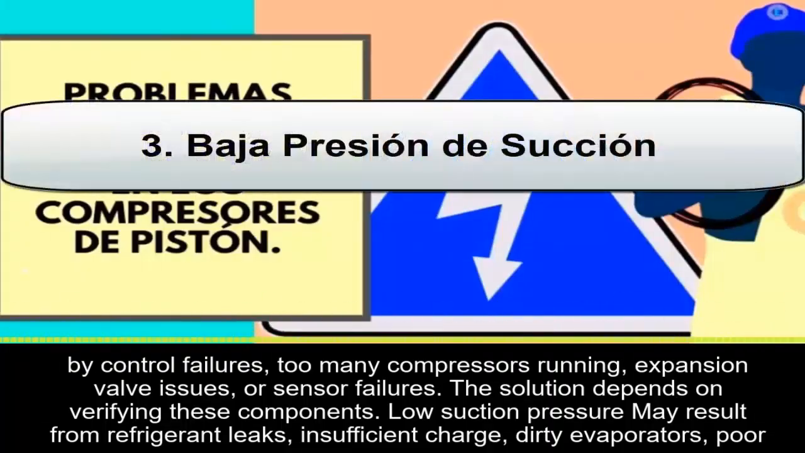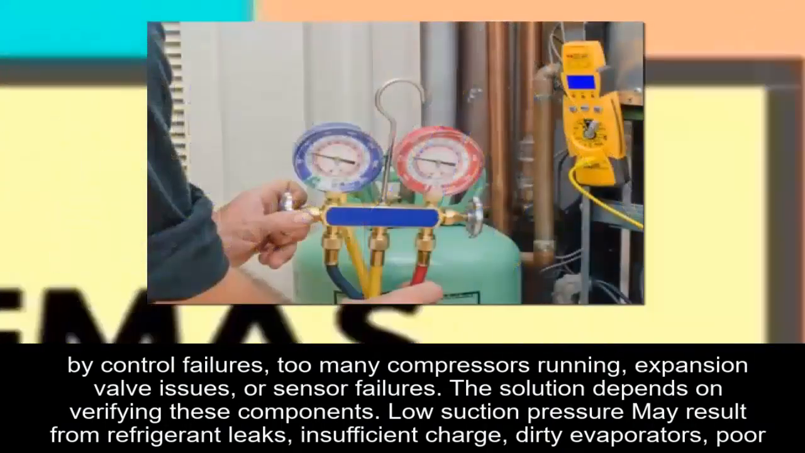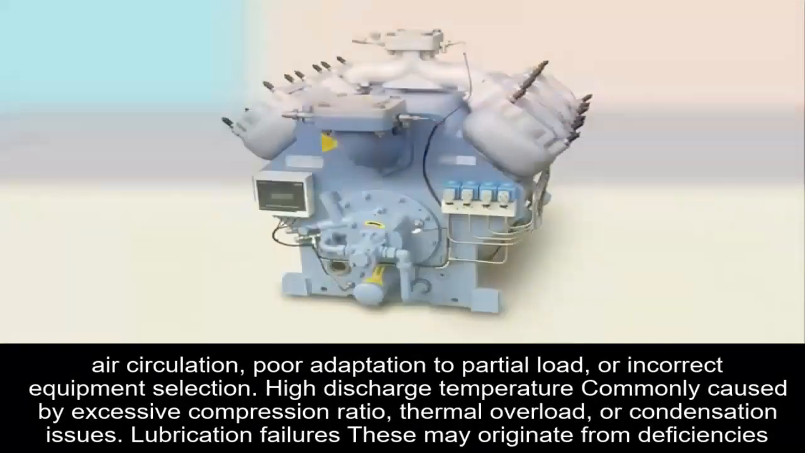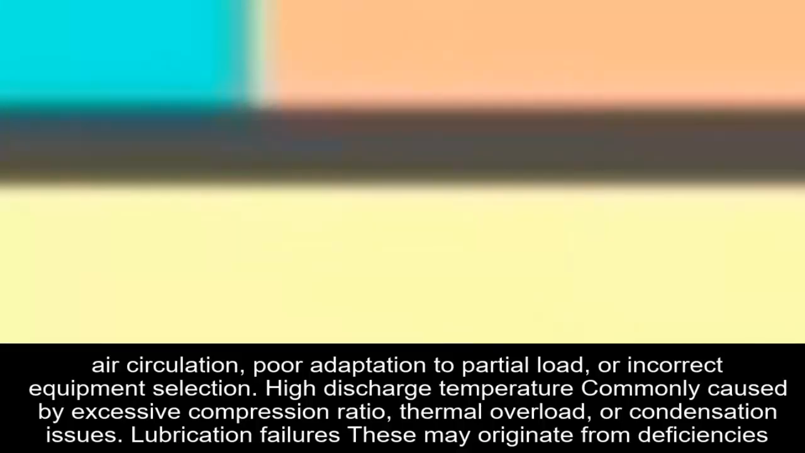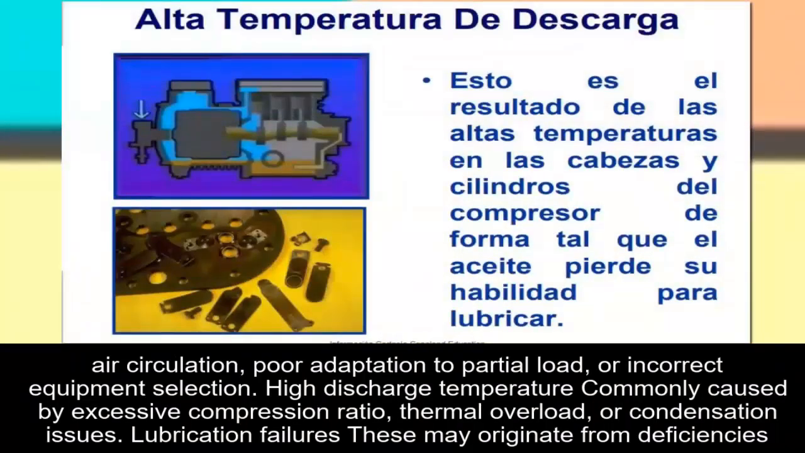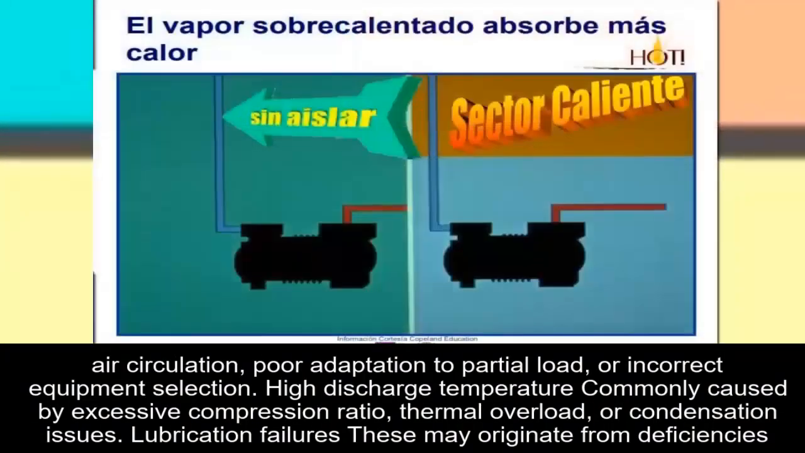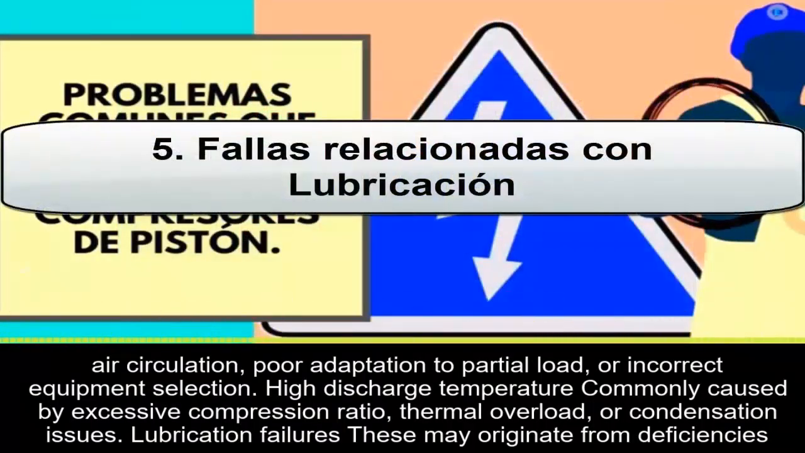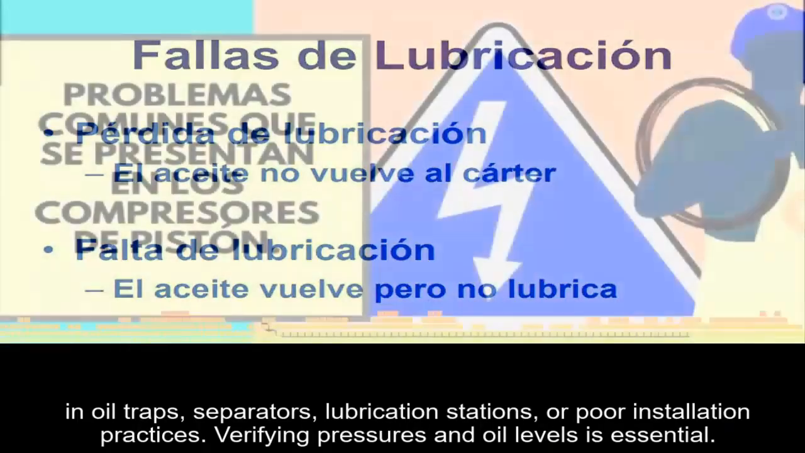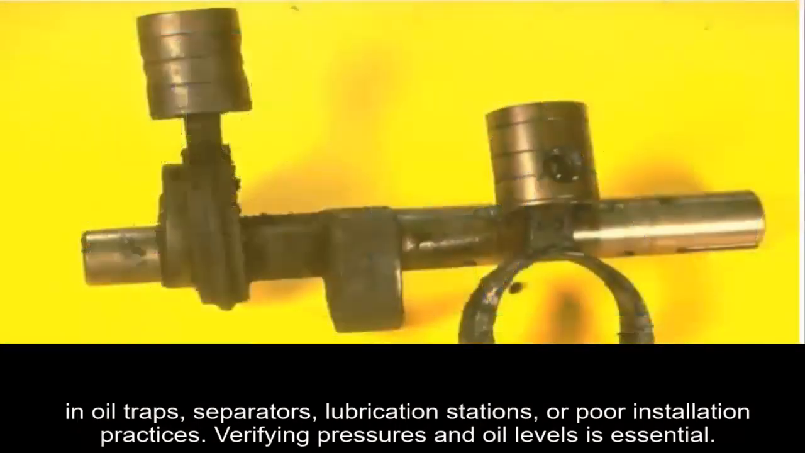Low suction pressure may result from refrigerant leaks, insufficient charge, dirty evaporators, poor air circulation, poor adaptation to partial load, or incorrect equipment selection. High discharge temperature is commonly caused by excessive compression ratio, thermal overload, or condensation issues. Lubrication failures may originate from deficiencies in oil traps, separators, lubrication stations, or poor installation practices. Verifying pressures and oil levels is essential.